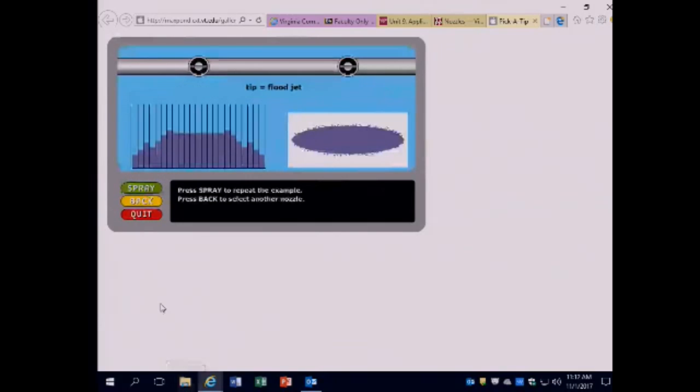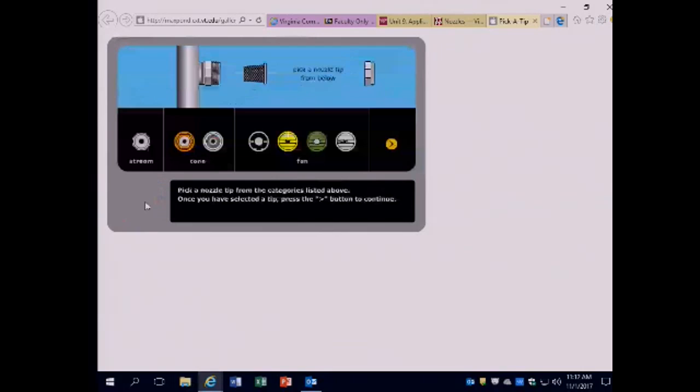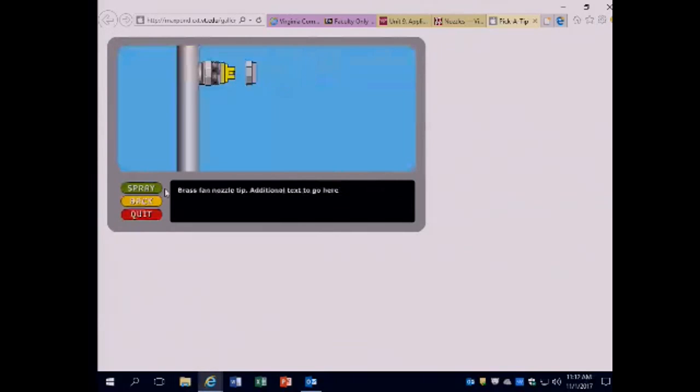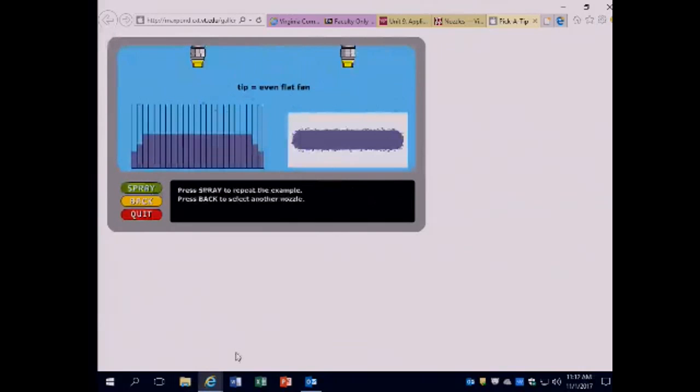That one's pretty effective. It looks just like a cone, but spread out and not quite a flat. This one is really common. A lot of these are used. That's just a uniform flat fan.